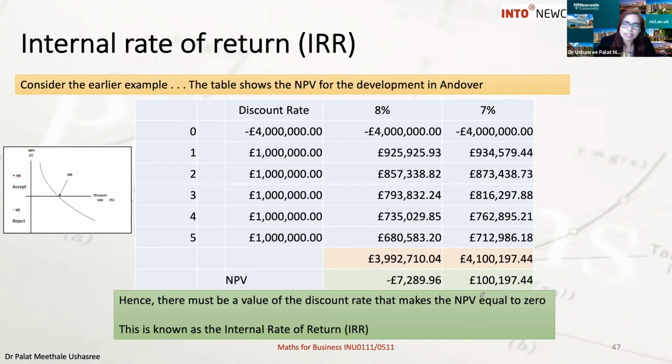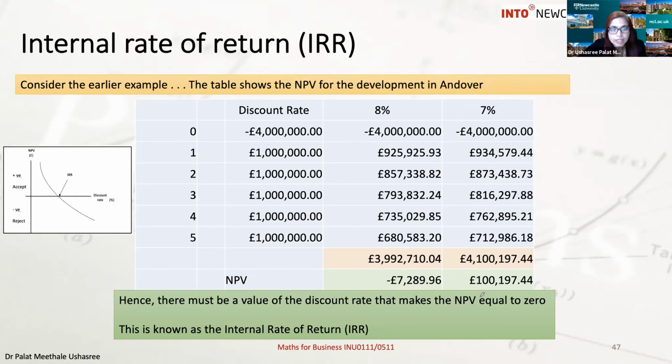You don't have to calculate that in this module for now. So for the mini test one, you don't have to calculate it, but you just have to understand the basic theory behind it, that internal rate of return is a discount rate where the net present value is 0.